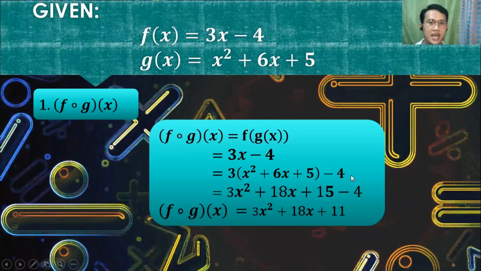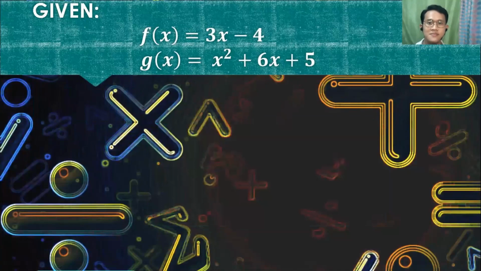minus 4. After that, apply the distributive property: 3 times x squared, that's 3x squared. 3 times 6x, that's 18x. 3 times 5, that's 15, and then write minus 4. You simplify and combine like terms. Basically, you can only combine 15 and 4. So 15 minus 4 is 11. Therefore, our f composition of g of x is equal to 3x squared plus 18x plus 11.